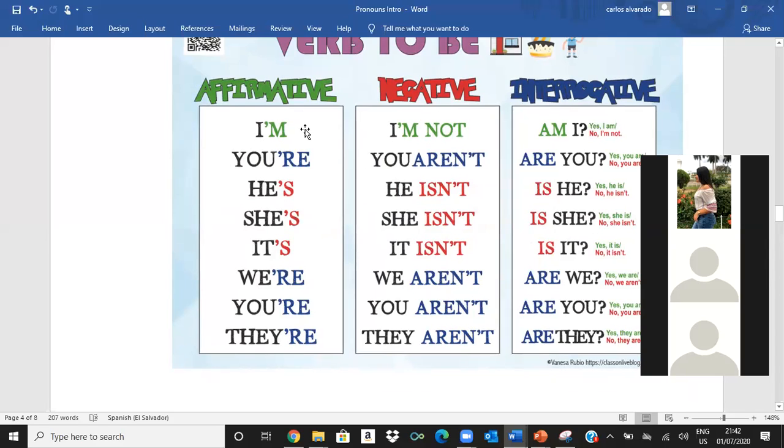For example, I am 38 years old. I am from El Salvador. He is my brother. She is my sister. He is a doctor, etc. Right? Now, ¿qué pasa si quiero hacerlo en negativo? Quiero decir cosas que no son verdades. Por ejemplo, I am not from Mexico. I am not from Brazil, por ejemplo.